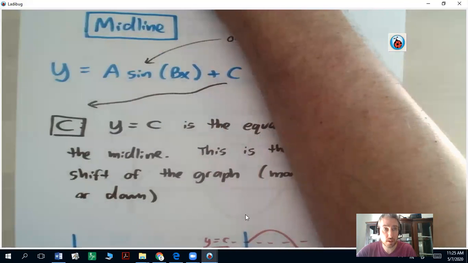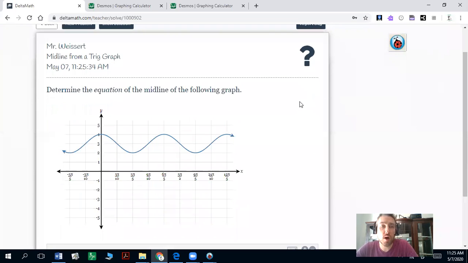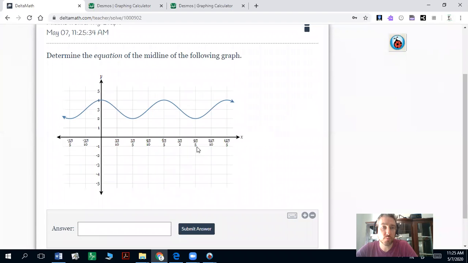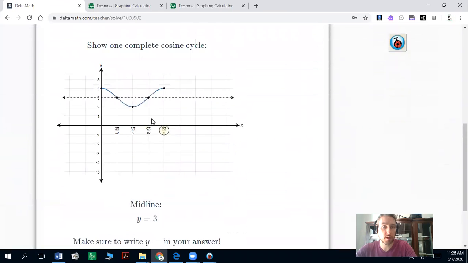Now, let's play around with that midline. On these questions that you're going to be assigned, it just says determine the equation of the midline of the graph. You can look at this graph and say it starts at the maximum value, so it's a cosine, but that's not important right now. I want to know what number is halfway between the max and the min. Can you think of what it is? It'd be 3. But you don't want to just put 3, that would be wrong. You'd want to put y equals 3. So always put y equals whatever number is in the middle.